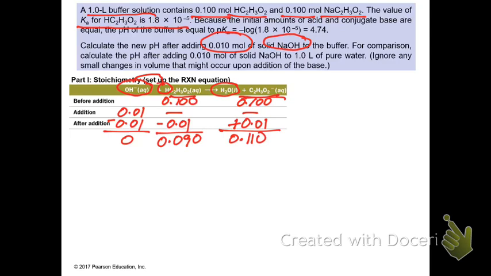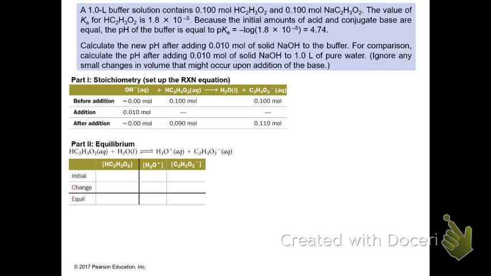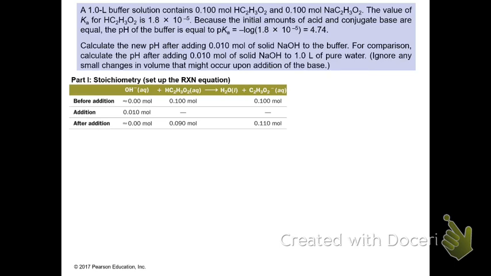Okay, so here's a cleaner version. All right, so now we know the total amount of the acetic acid is 0.090. And for the acetate ion, it's 0.110. So now the second part of the approach is to use the equilibrium approach.